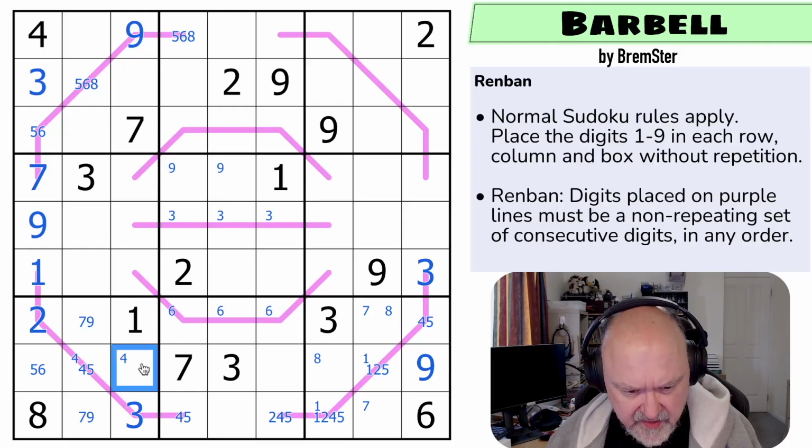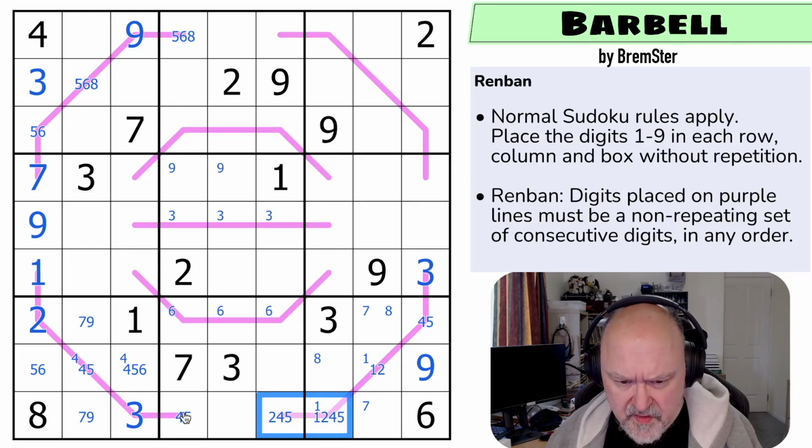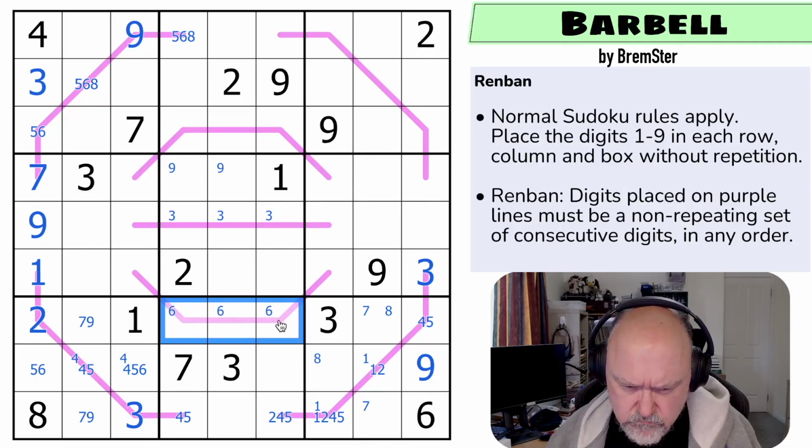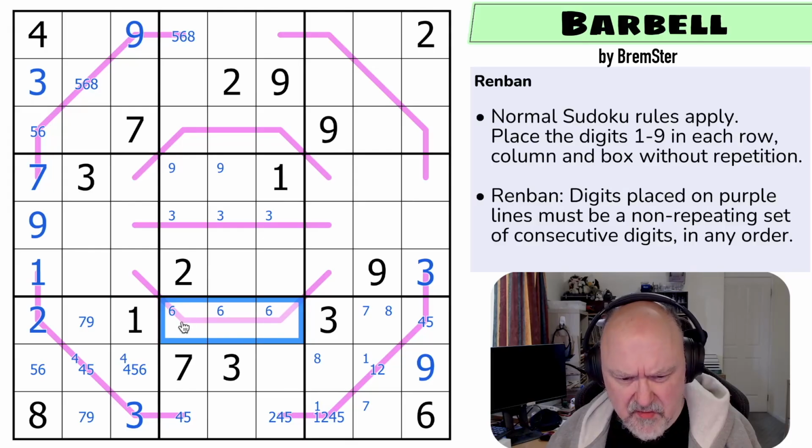Surely I can resolve that. This is 4, 5, 6, meaning this isn't the 5. 1, 2, 4, 5. Is that resolvable? If this is an 8, this could be a 9, and I could put 6. Oh, no, hang on. Where's 7?